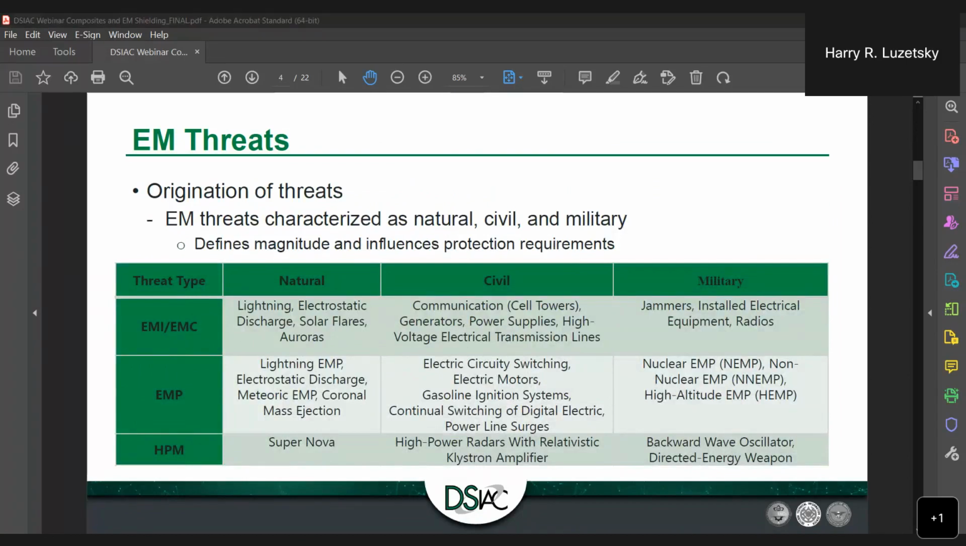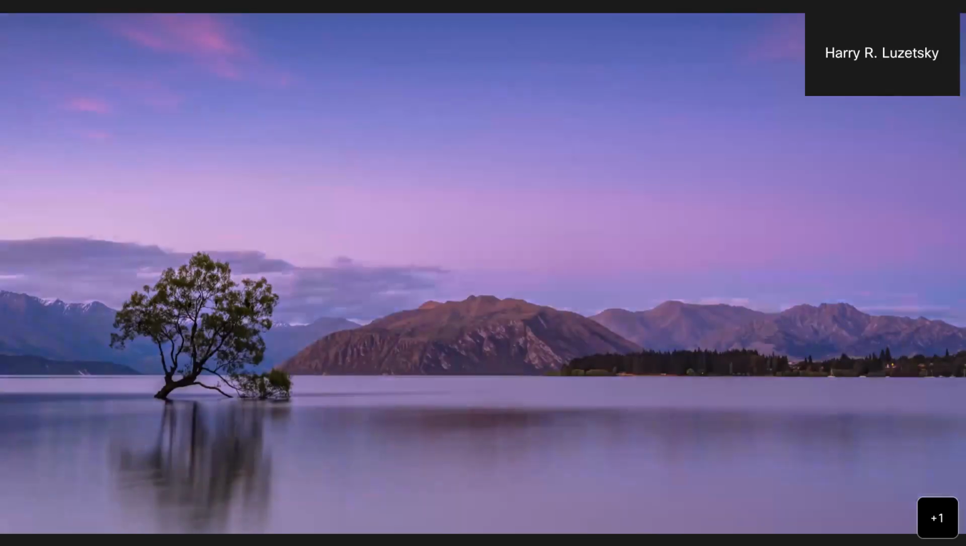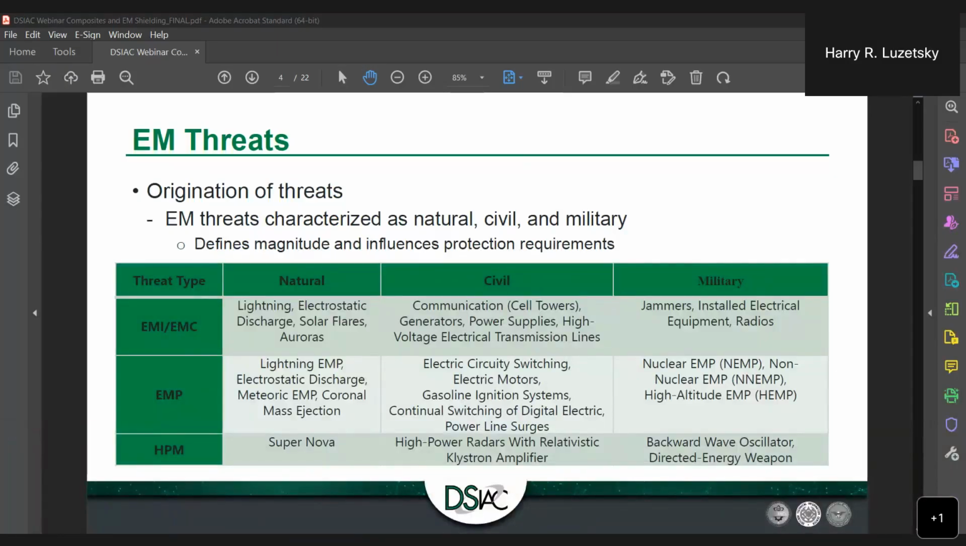So where do they actually come from? The EMI, EMC, that can be lightning, electrostatic discharge, solar flares. You have civil in terms of cell towers, generators, high voltage lines, and then military, there is jammers, installed electrical equipment. And what I mean by installed electrical equipment, that within the electronics bay of military equipment, you've got different types of energies, if you will, associated with the electronics that are in there, and they can actually interfere with one another.